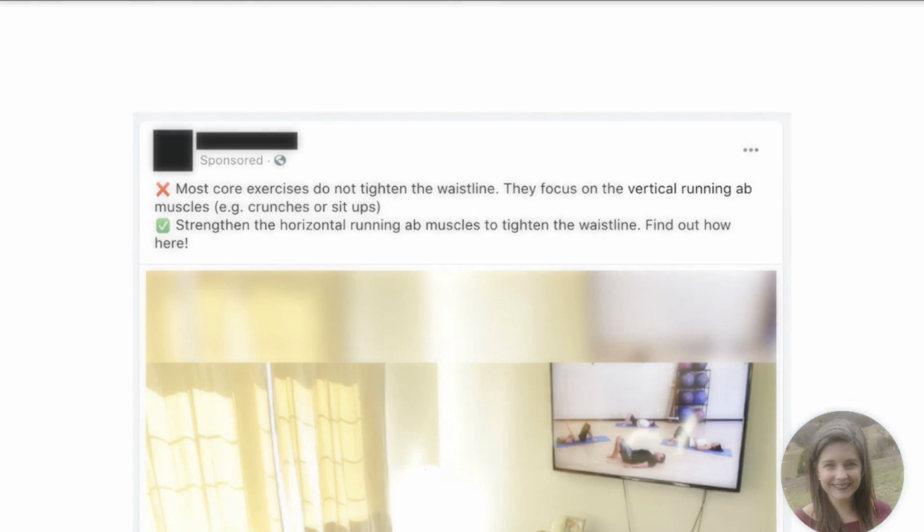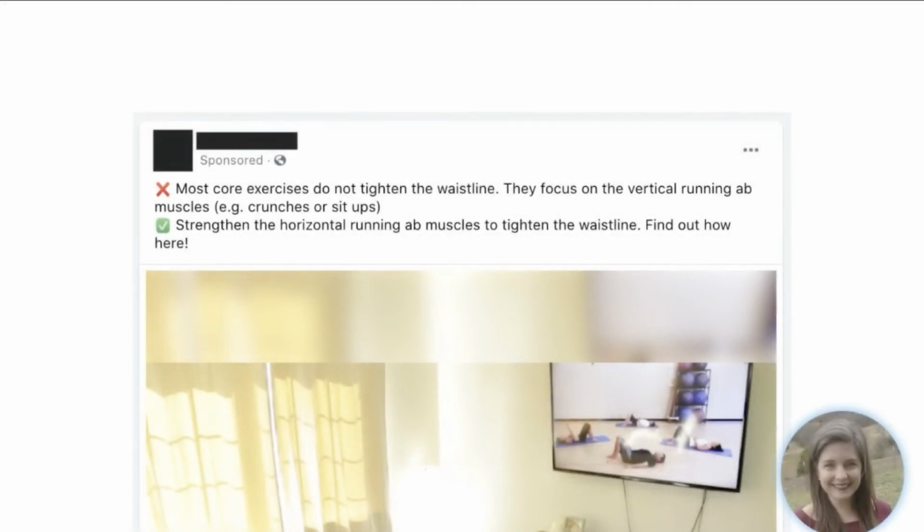So we have language like vertical running ab muscles. That might be technically correct, but you kind of lose me a little bit because that's not the vocabulary that I would use. We have another instance, the horizontal running ab muscles. So again, a little bit too technical, it kind of falls flat. So I would push to see, is there some other way we can describe those that's going to be more approachable for the ideal buyer?